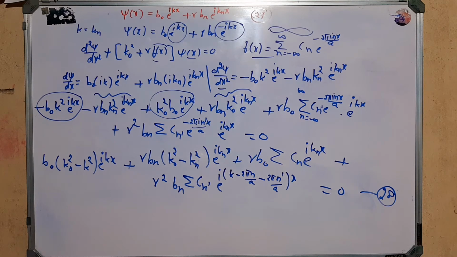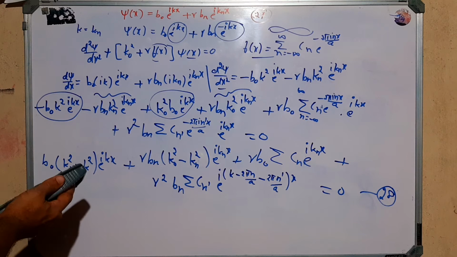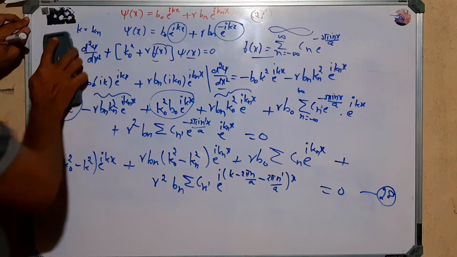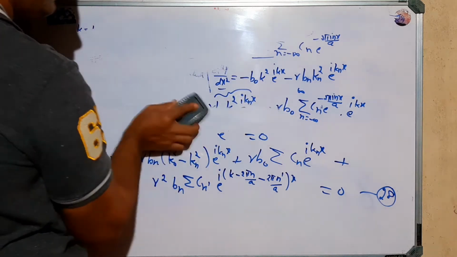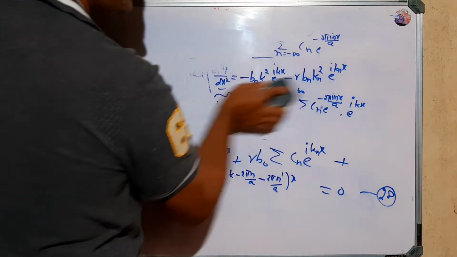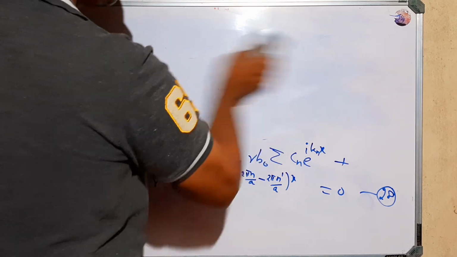Now you have to consider equation number 28, multiply it with e^(−ikx), and integrate it from 0 to a.